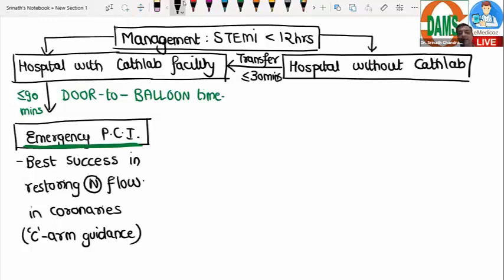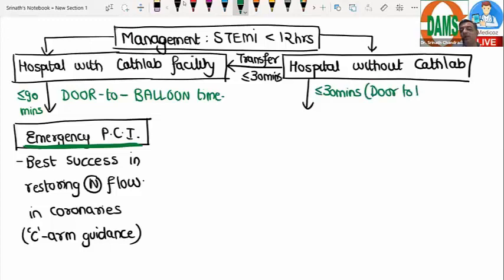In the city, it is not uncommon that the patient has reached a nursing home, but a corporate hospital is 1 kilometer away. So after loading the medication and giving the first dose of heparin, you will transfer the patient to the hospital with cath lab facility. But if the patient is far away, within the same time, you will go for thrombolysis.